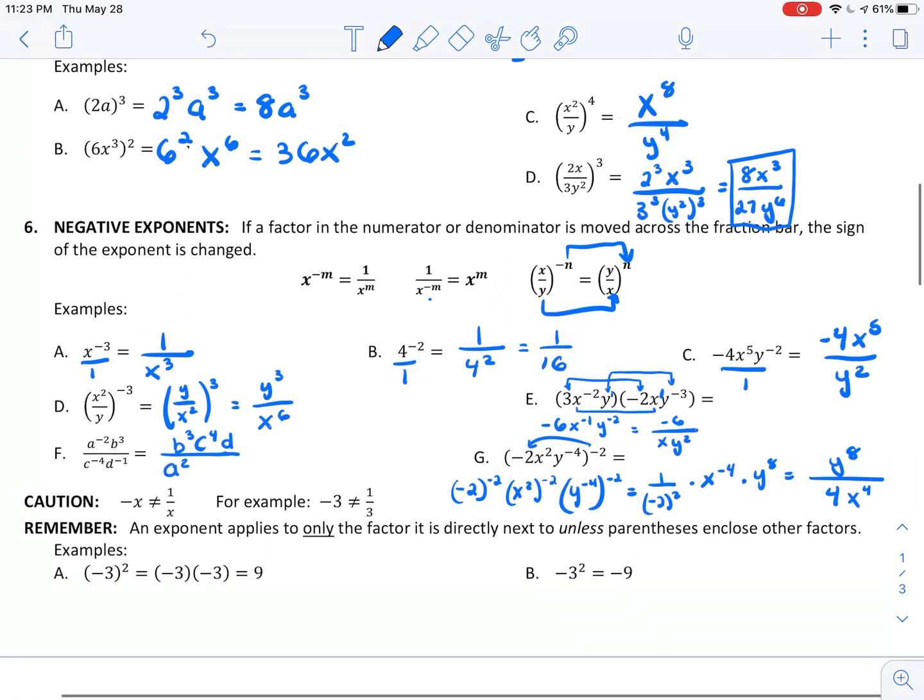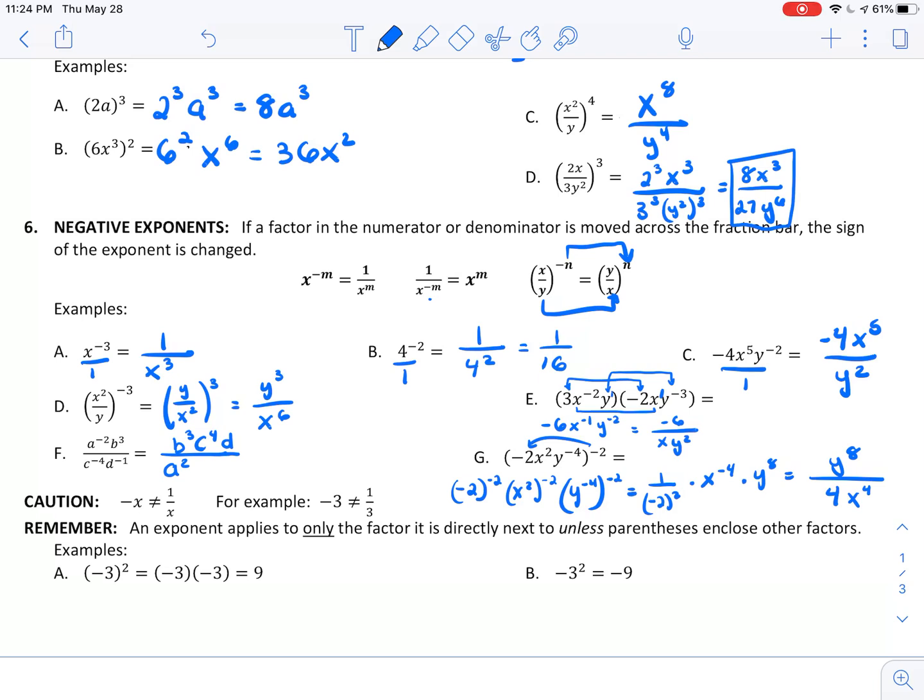All right, so 2 things to remember, and then we can go on to our practice. Remember, a negative coefficient does not mean I flip it. Okay, so if it just has a negative number in front and it is not in the exponent, you cannot apply the negative exponent rules. Second, an exponent only applies to a factor if it is directly next to it, unless there's a parentheses, okay? So that's particularly important with negative values.